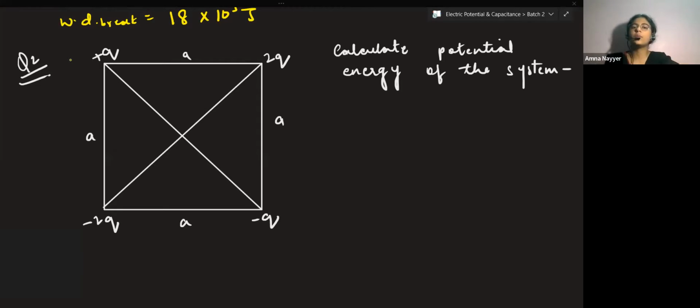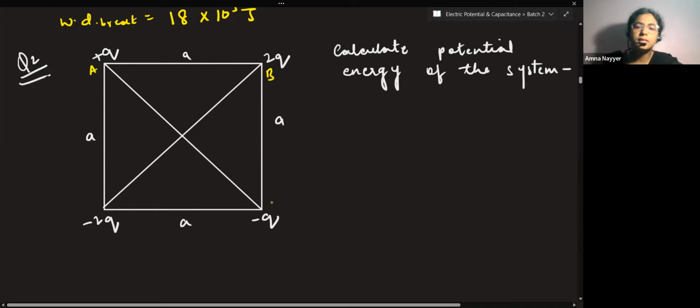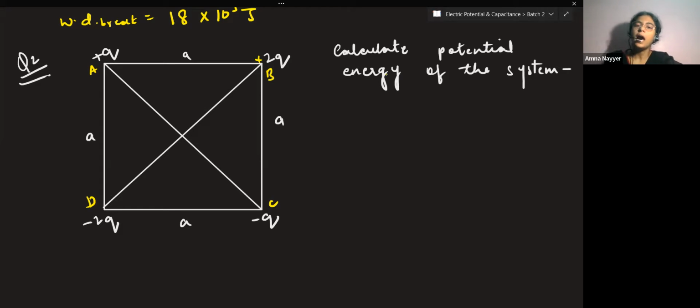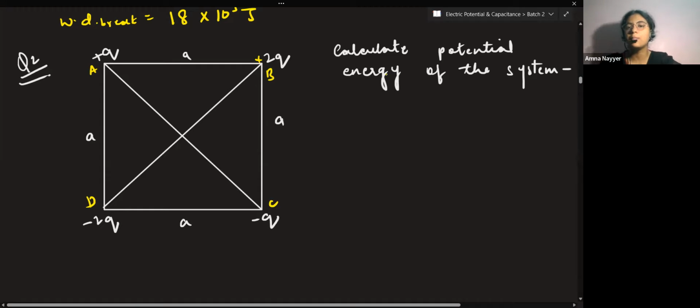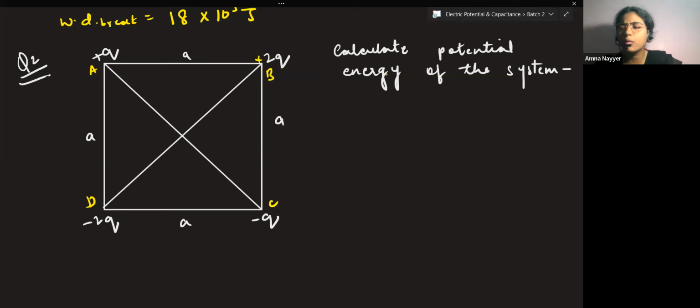So this is a square given to you with the side A. Let's name it as A, B, C, D. 4 points on the corners of the square. So Q, plus 2Q, minus Q, minus 2Q. All these are the charges present. Now, how many energies are possible? First, let us count that. Then we'll write the magnitude or whatever is the formula.